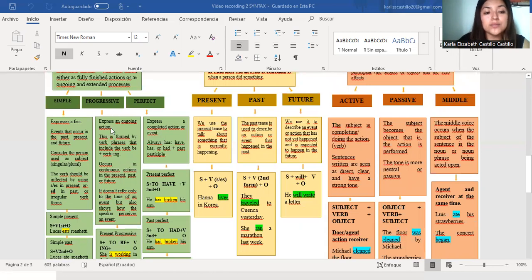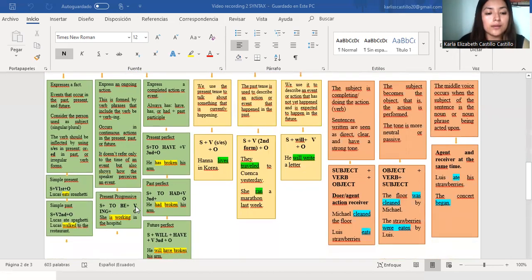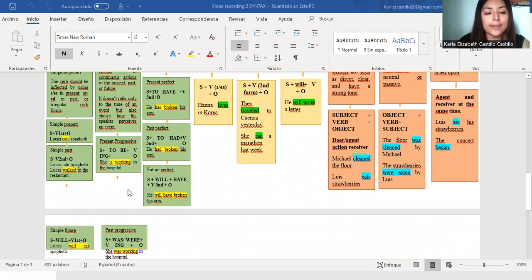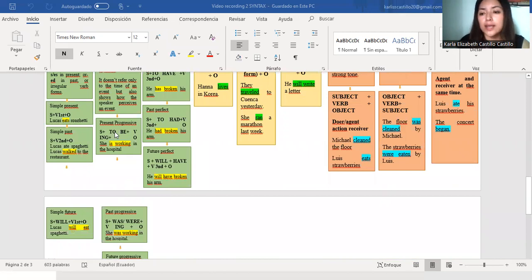Next, progressive aspect expresses an ongoing action. This is formed by verb phrases that include the verb be plus verb and ing. Occurs in continuous actions in the present, past, and future. It doesn't refer only to the time of an event, but also shows how the speaker perceives an event. Also, I include the grammatical rules in the present progressive, past progressive, and future progressive.